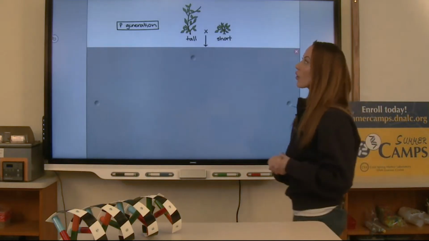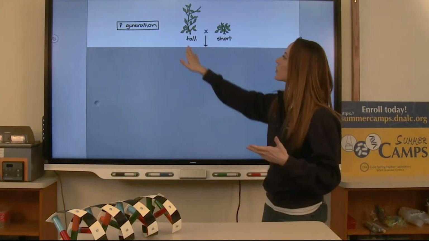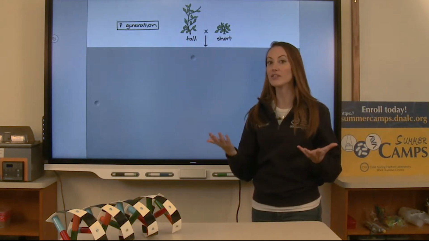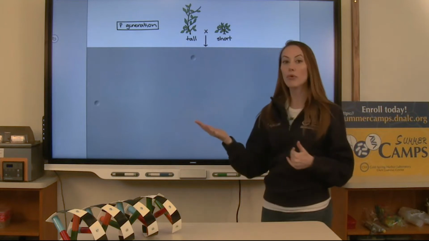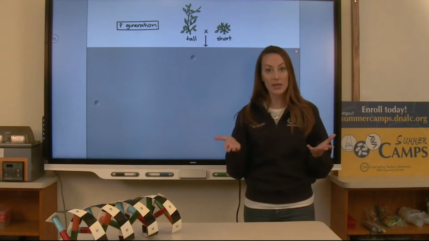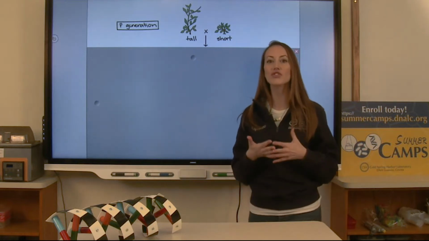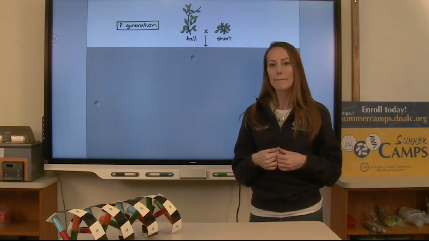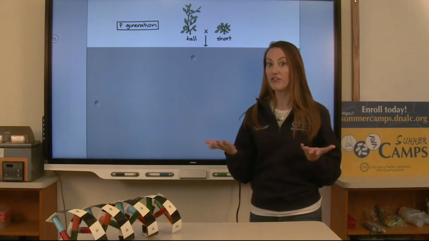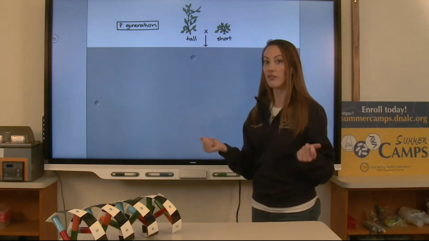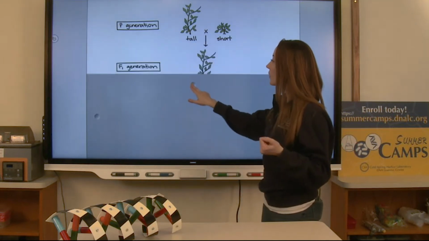What he did, we call this the P generation, the parent generation. He took a purebred tall plant, meaning that it came from lots and lots of tall plants, and he bred that with a short plant. Now take a moment and think about it. What do you think the result would be for this cross? Do you think it might be 50-50? You'd wind up with half tall, half short? That's what I would think, right? But no, that's not what we found.